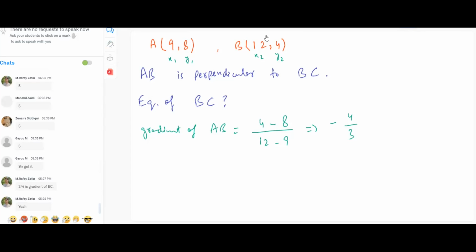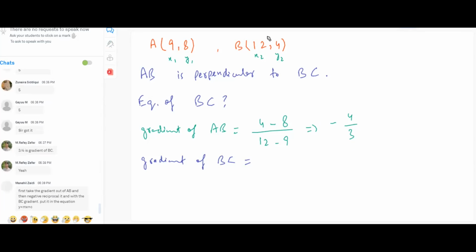Okay. क्योंकि AB और BC perpendicular हैं, तो हमें पता चल गया कि जो BC का gradient होगा, that is the negative reciprocal of this. अब minus 4 over 3 का negative reciprocal क्या आएगा? That is 3 over 4. ठीक है? Yes, exactly, Manahil. That's exactly the process that we have to follow.